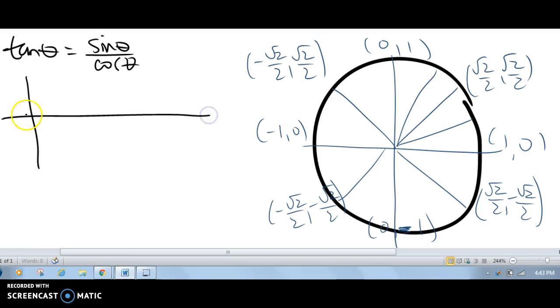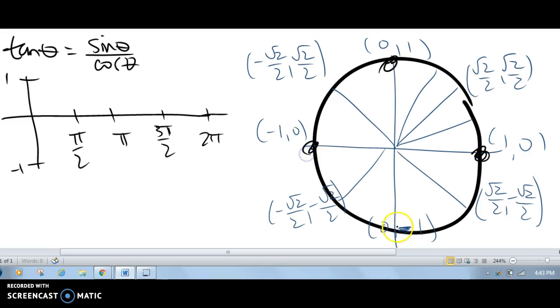So here I have my 1, -1 like we did before. And we'll do pi over 2 and pi and 3 pi over 2 and 2 pi. Okay, and if we look at these 5 key points, and again, remember the 5th one is coming back here again, we can get a few points on our graph here.